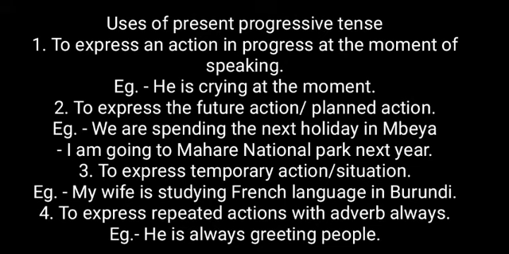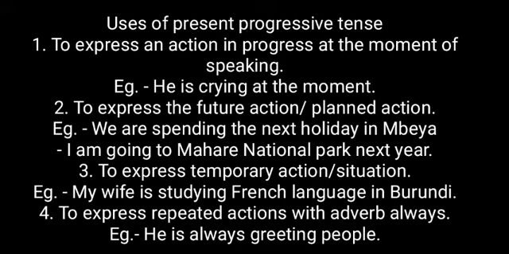Okay, uses of present progressive tense. This tense has the following uses. Number 1, to express an action in progress at the moment of speaking. That means when someone is speaking, now the action is continuing. Another action is continuing. For example, he is crying at the moment. That means at this moment, the one is crying. At the moment I'm speaking, another person is crying.